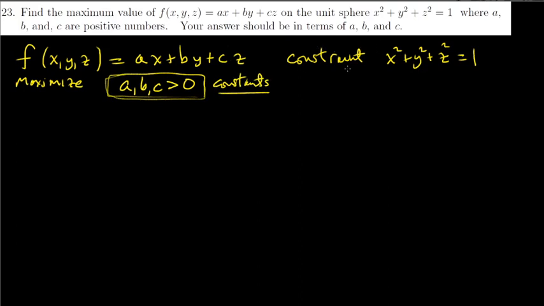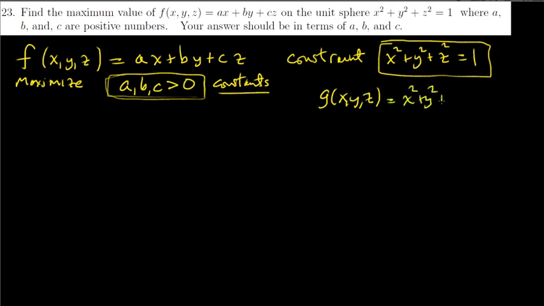Yeah, so the constraint is that the points have to be on the unit sphere. So that should be my g of x, y, z: x squared plus y squared plus z squared. And you could do minus 1 equals 0 if you want, or just do equals 1. That's fine too. And so we want the maximum value in terms of a, b, and c, obviously.